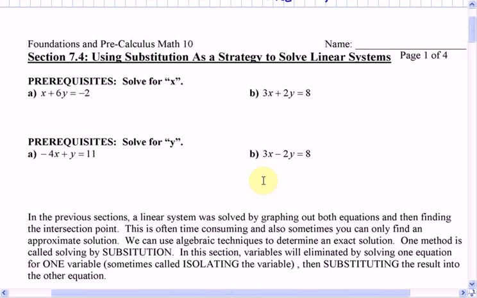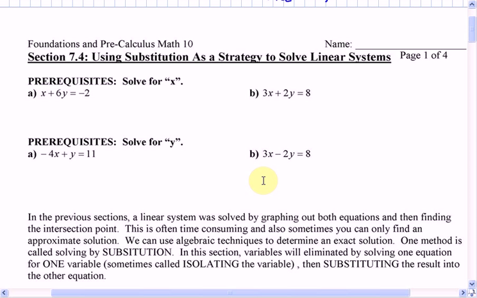All right, section 7.4, using substitution as a strategy to solve linear systems. Okay, so last day we did linear systems and you learned how to do them by graphing. A little bit tedious, not so nice. So today I want to show you an algebraic method of doing the same thing. Okay, solving for the system equation, finding x and y in the system.